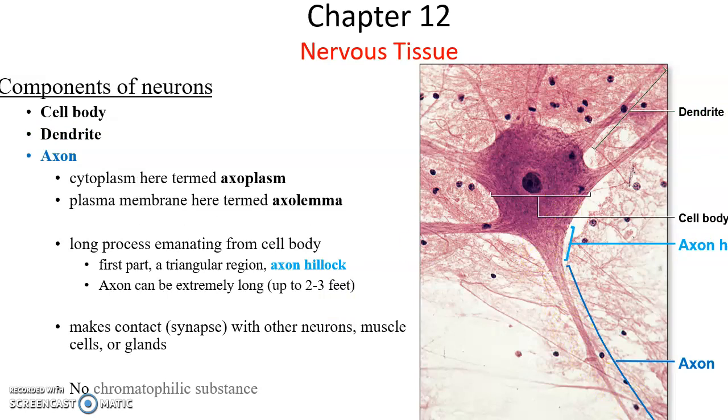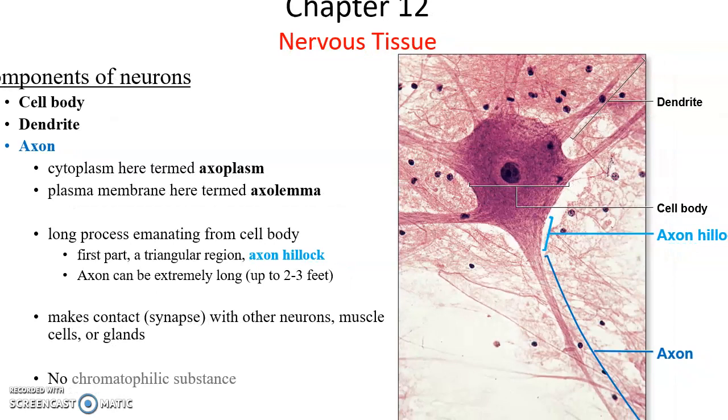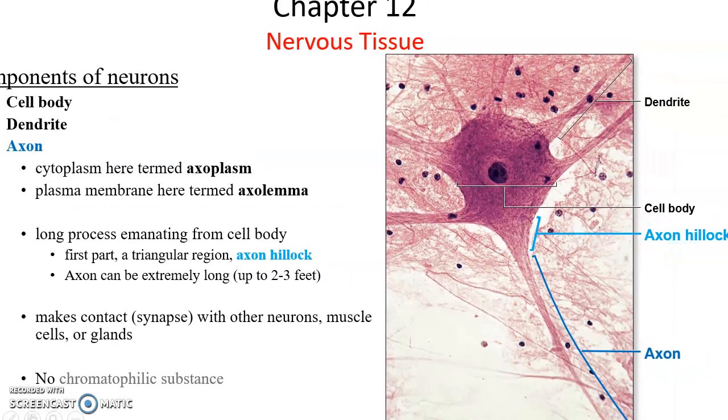And finally is the very long axon. The very long axon is usually a single process coming off of the cell body. The cytoplasm within the axon is called the axoplasm. The plasma membrane of the axon is called the axolemma. So those terms will show up during this lecture and future lectures, probably. It's a single, extremely long process. The beginning of the axon, as it forms off of the cell body, is called the axon hillock. So that is the very beginning of the axon.